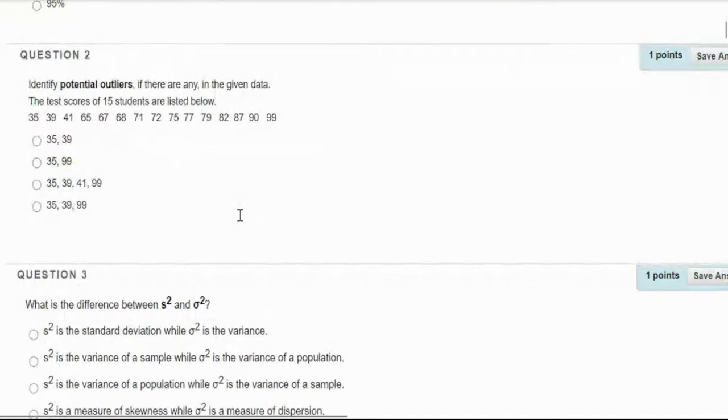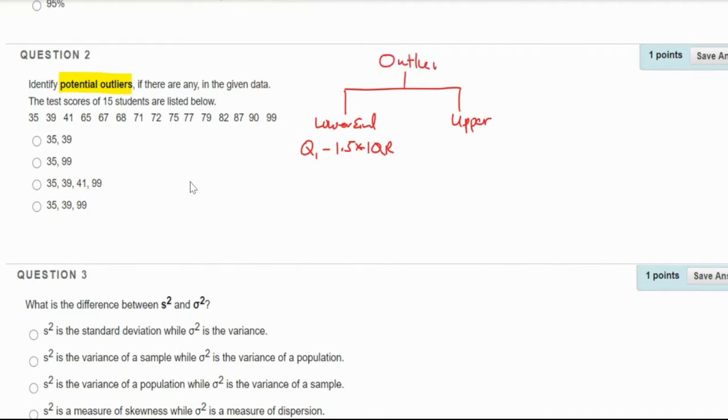Yes. Okay. Now, the second question also gave us a clue. It says we should identify the outliers, which means that, remember, outliers have two ends. The lower end is Q1 minus 1.5 times the interquartile range, and the upper end is Q3 plus 1.5 times the interquartile range.